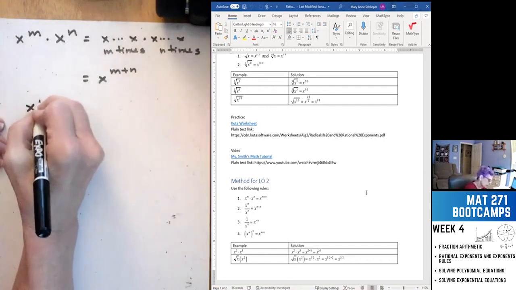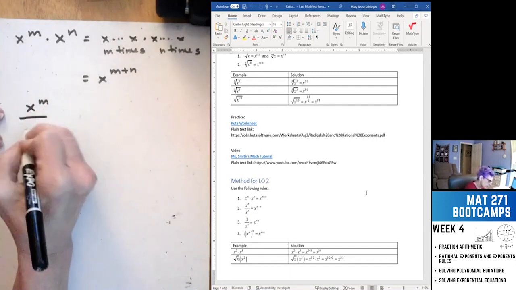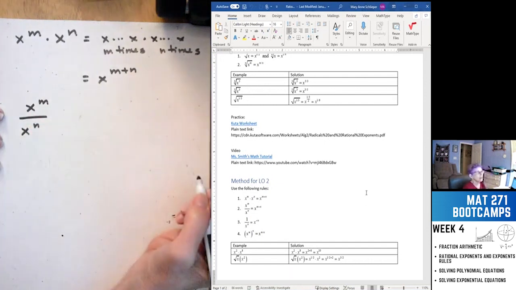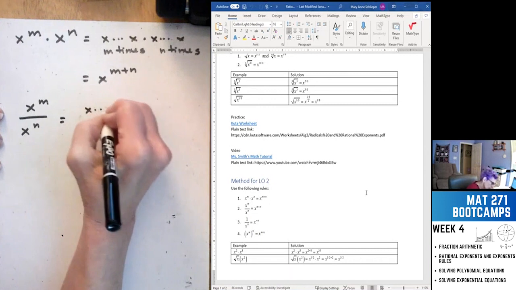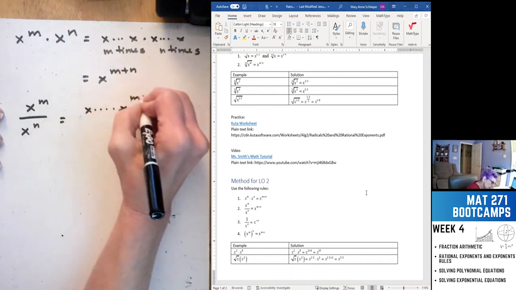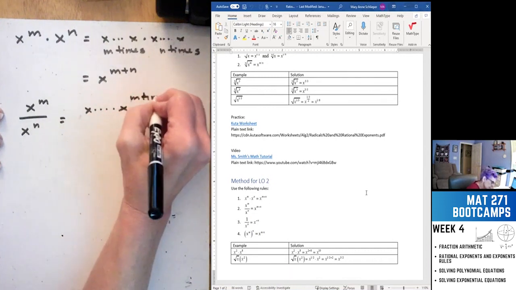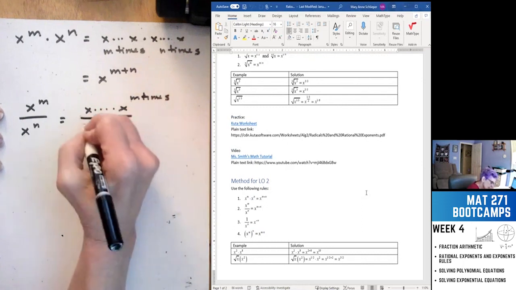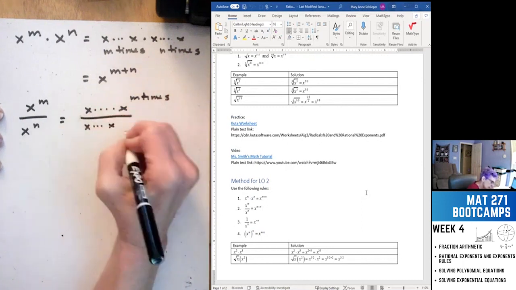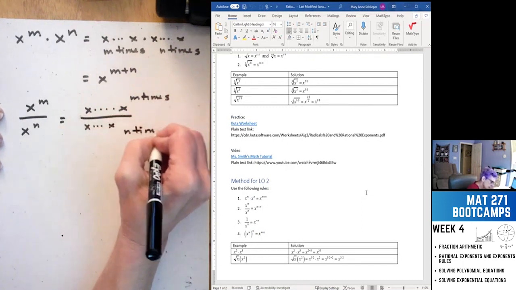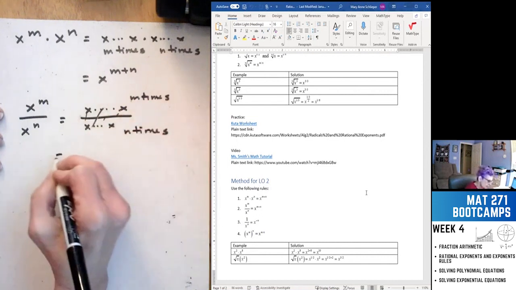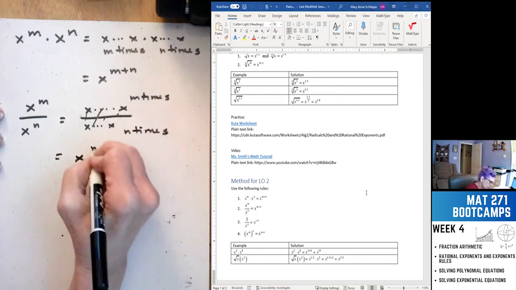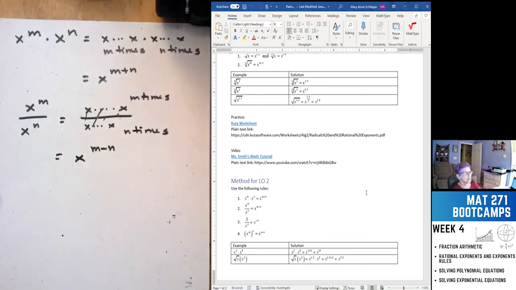Similarly, if we have x to the m sitting on top of x to the n, we have x m times, and then we have x n times. We'll cancel stuff, and we'll be left with x to the m minus n.